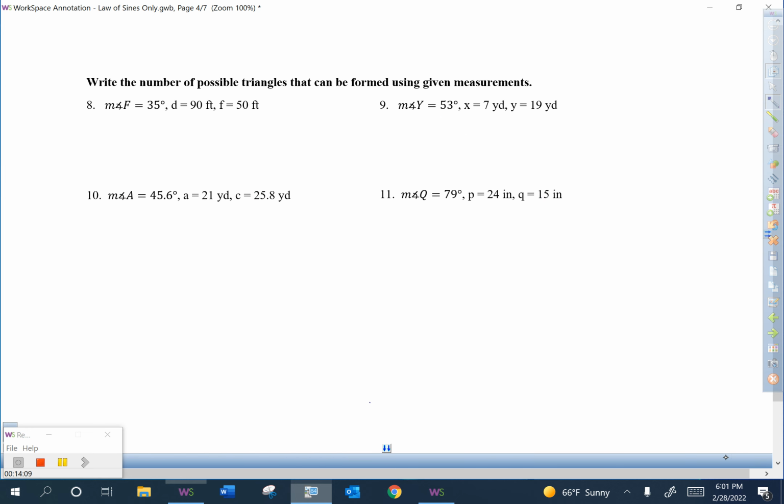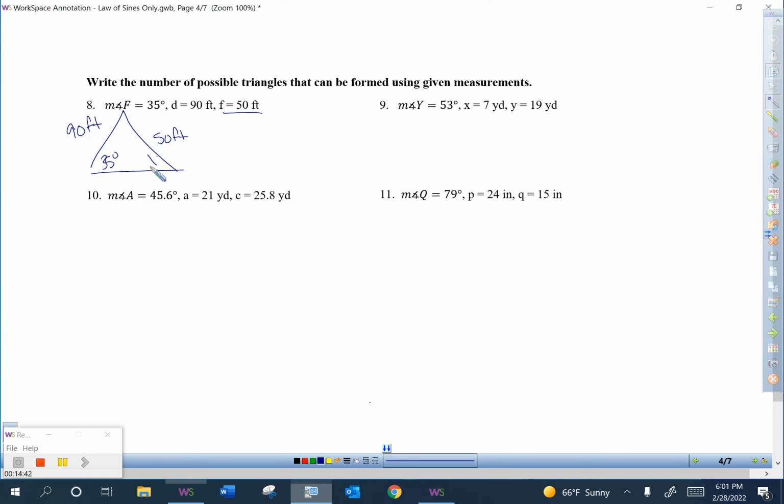We're going to decide, based on this information, would solving for the angle produce exactly one answer, two answers, or actually is there a possibility of none. So let's check it out. We're given three pieces here, so I want you to draw a triangle and put those three pieces on the picture. We're given an angle, 35 degrees, and since this was F and this is F, 50 feet goes across from it. And then your 90 foot can go wherever else on your picture.